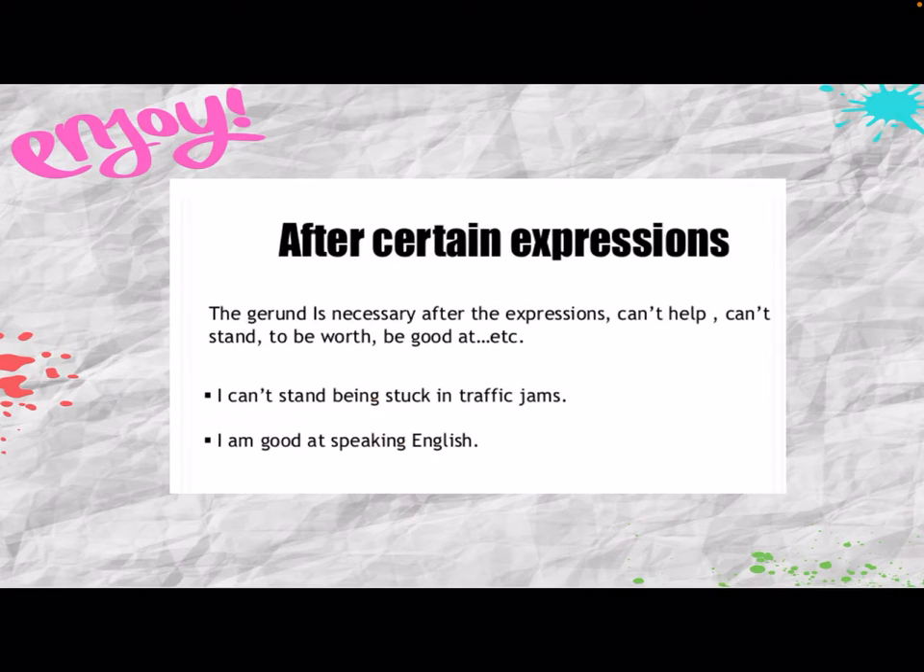Gerund comes after certain expressions. The gerund is necessary after expressions like can't help, can't stand, to be worth, be good at, etc. Examples: I can't stand being stuck in traffic jam. So we have can't stand is an expression, and being is the gerund that comes after it. I am good at speaking English. So we have good at, which is an expression, and after it came the word speaking, gerund ing.